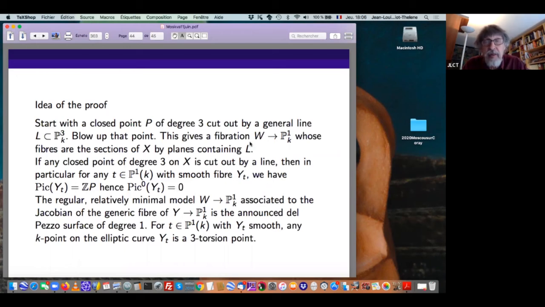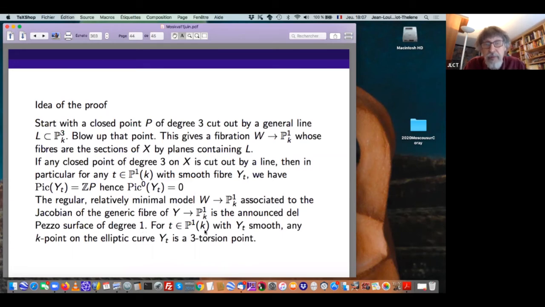And now what you do is that you take your fibration, W to P1. This is why I got mixed up with the W and the Y, I'm sorry. This should be Y here. This is really Y. And then you take Y to P1. Then you take the Jacobian, the relative minimal model associated to the Jacobian of the generic fiber of Y to P1. So you had this pencil of curves of genus 1. You take the Jacobian fibration and the regular relative minimal model of the Jacobian fibration. And you compute and you see that in fact it is a del Pezzo surface of degree 1.